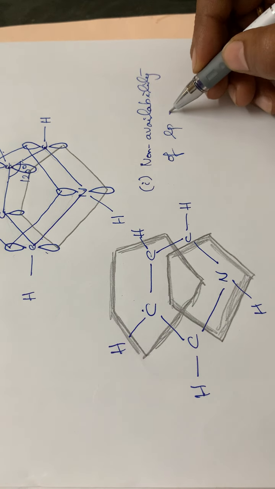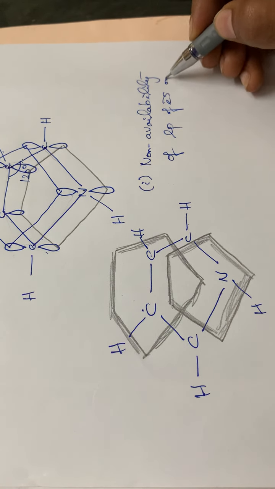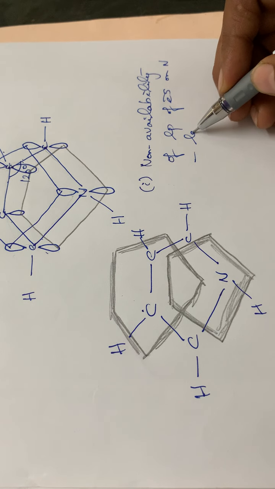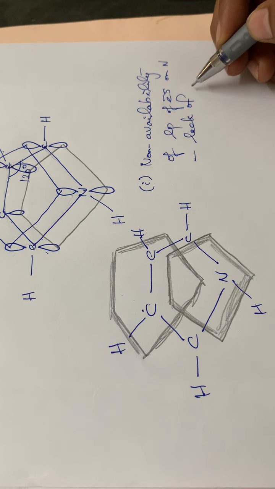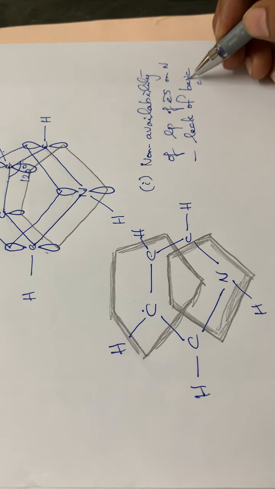Non-availability of lone pair of electrons on nitrogen. It explains the lack of basic character.